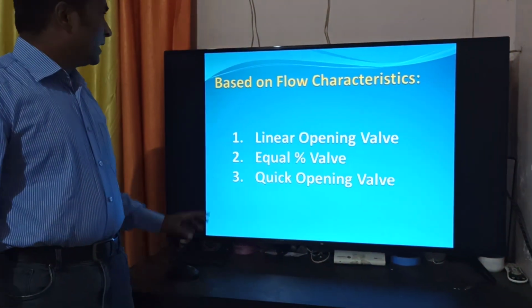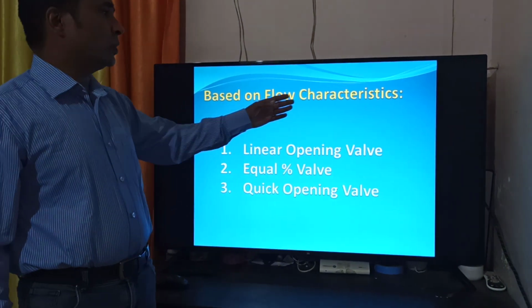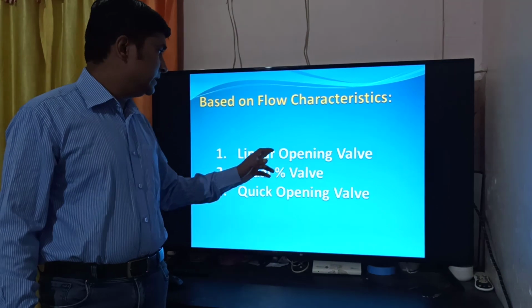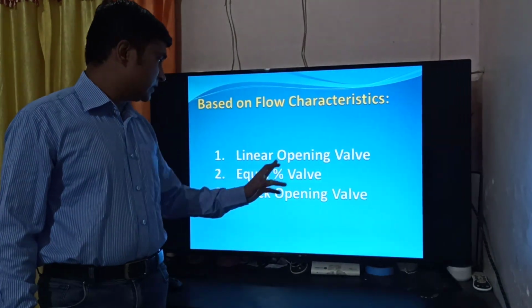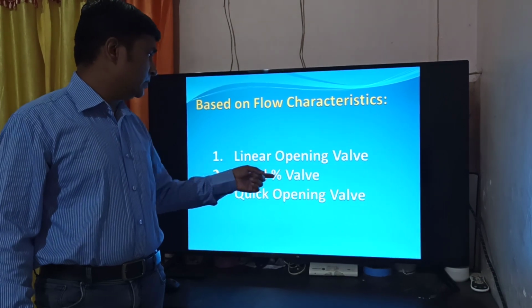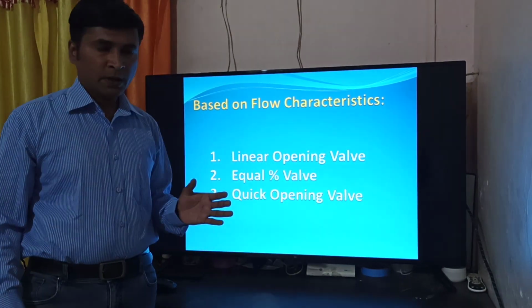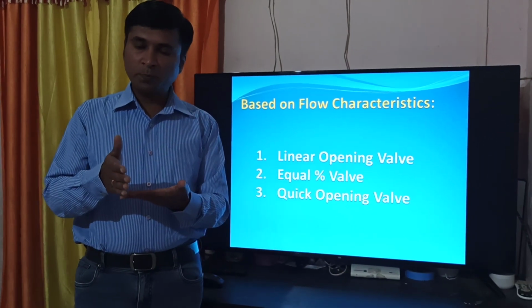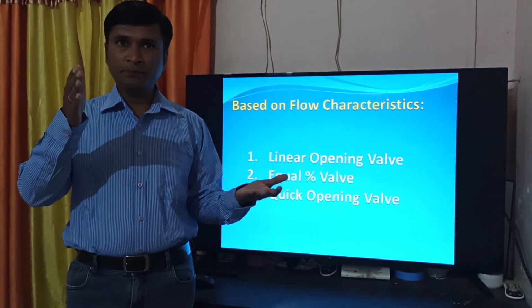Next, classification depends upon the flow characteristics. There are three types of characteristics, that is linear opening valve, equal percentage valve and quick opening valve. What is the difference between linear opening, equal percentage and quick opening? If we plot the graph of percentage opening of the valve and the flow rate.